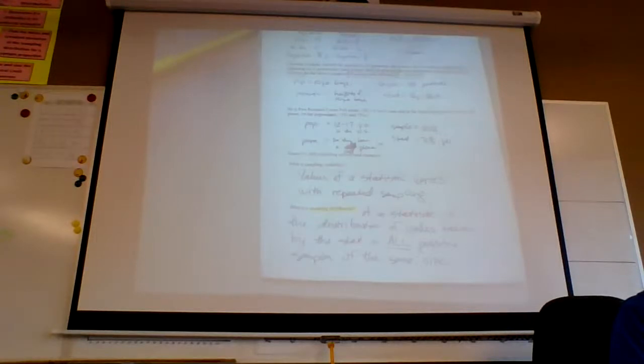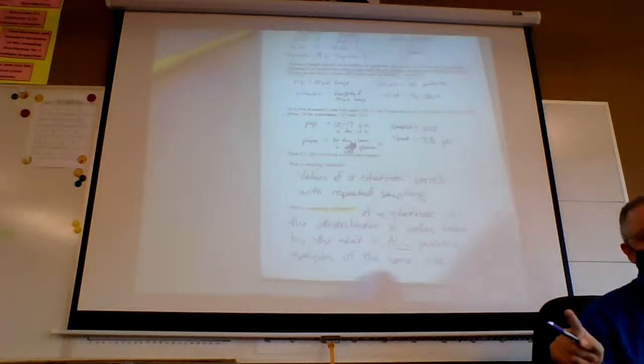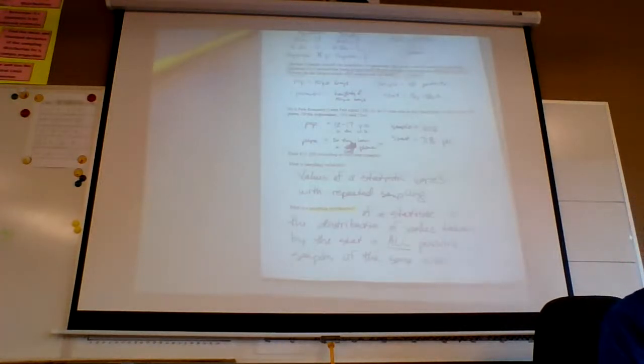But Max was right when he says it looks like a bell curve. It's going to make a perfect shaped bell curve. It doesn't take that many samples to get there. We'll show you what I mean by this today. But sampling distribution is all possible combinations.